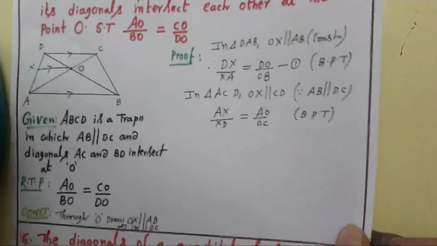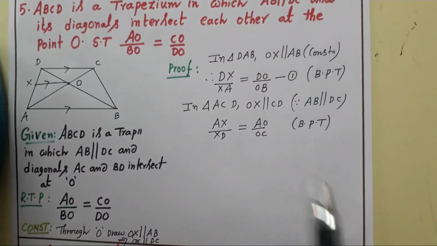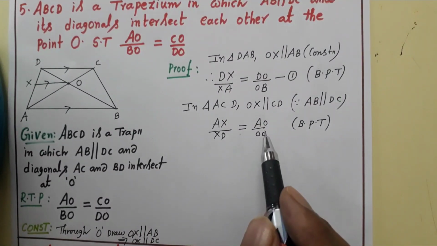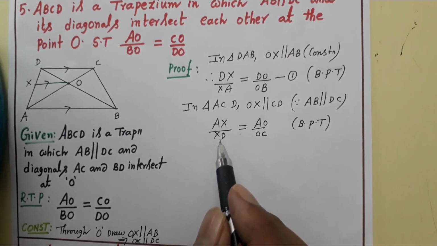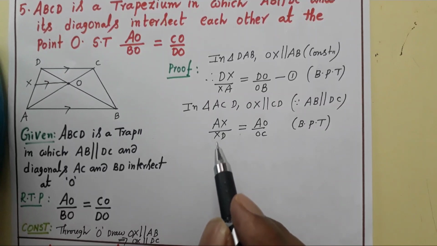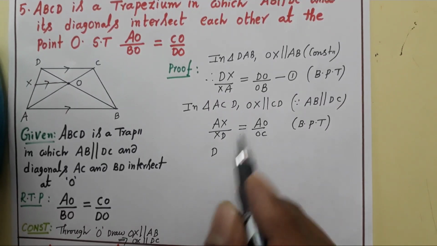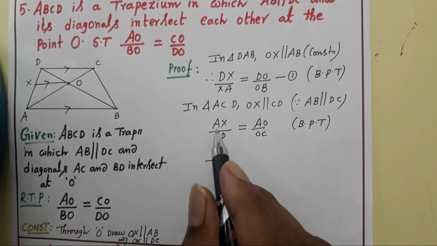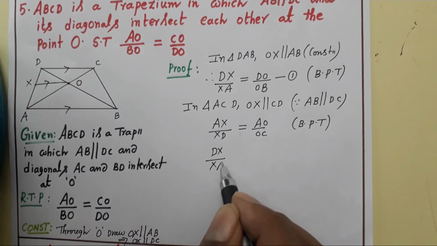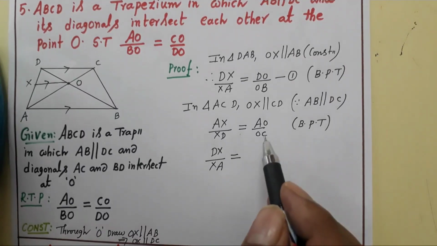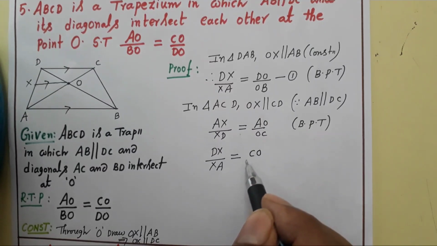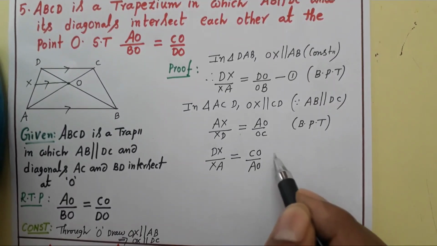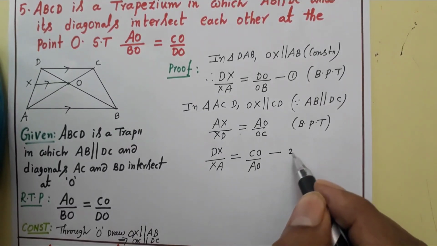Now, for our convenience, you take reciprocals on both sides and write in a proper order. Here the reciprocal XD by XA, this XD I am going to write as DX and this AX as XA, is equal to, here also reciprocals OC by AO, that I am going to write as CO by AO. Take it as equation 2.